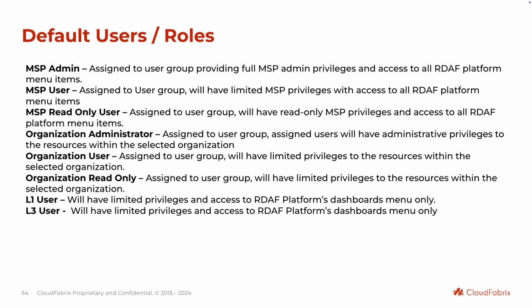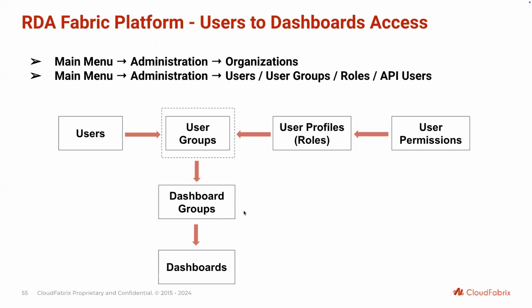The org user will be able to consume only the dashboards and visualize the data. The read-only user at the org level is primarily for read-only operations, which means they will be able to only view the data. So we have the L1 user and L3 user, with very limited privileges, and this can be used for the IT operations landscape. So when we provide our dashboard access, right?